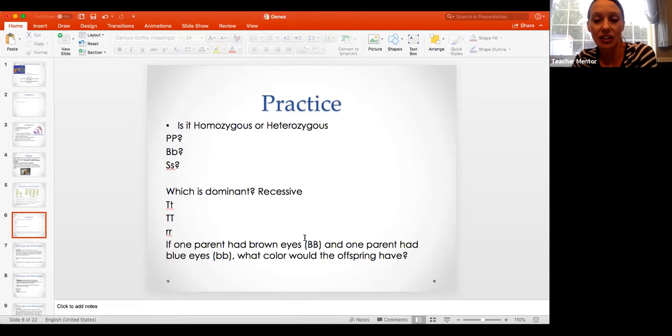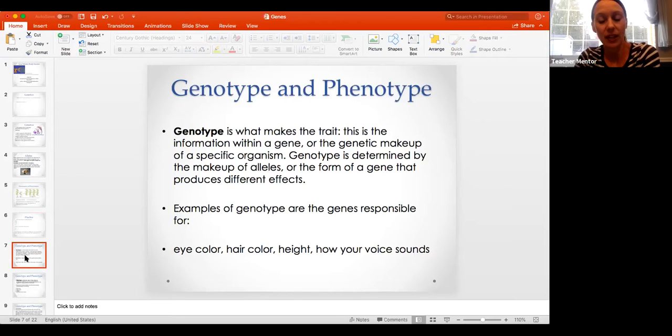So yes, that dominant allele is gonna mask out that lower one. Now, if those offspring, again, they're gonna both carry a capital B and a lowercase b, we're gonna see that dominant brown eye, but then they can reproduce and their offspring could have the chance to have that blue eye. Okay, so we talked about homozygous, heterozygous, and dominant recessive. The next part is genotype and phenotype.